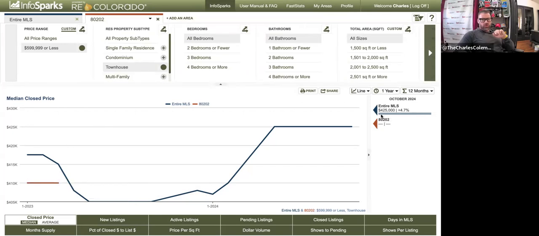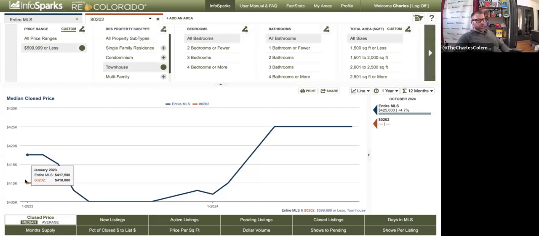I like that. So if we're looking at the entire MLS and when we're talking about townhomes specifically, we can actually see that we have a positive 4.7% appreciation, right? So we're talking like this time period, January 2023 to October 2024, we've seen homes appreciate in the entire MLS about 4.7%. Now, 80202 is breaking because it's really only giving us information for January through March. And so we can actually kind of see it go down. And so we would have to divide that, right?